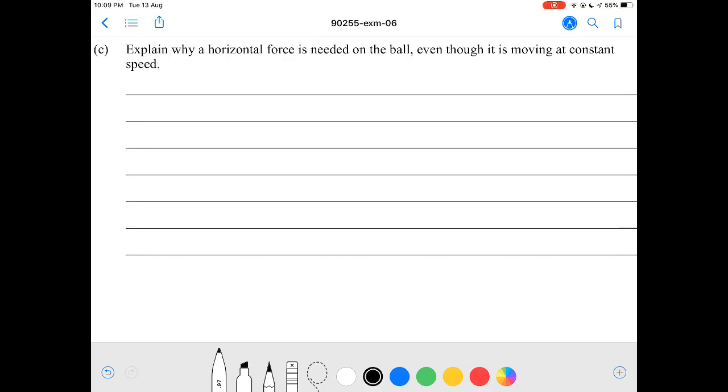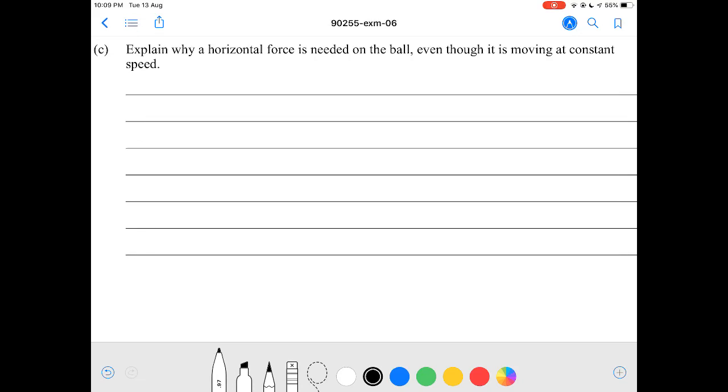So for this question, there's a horizontal force because there is actually an acceleration on the ball despite it moving at a constant speed. It's because the magnitude stays the same, however the direction is always changing. And because velocity is a vector quantity, with both direction and magnitude, the velocity is changing and therefore there's an acceleration. Whenever there's an acceleration and there's a mass involved, there has to be a force acting on the object. So how are we going to answer this question?